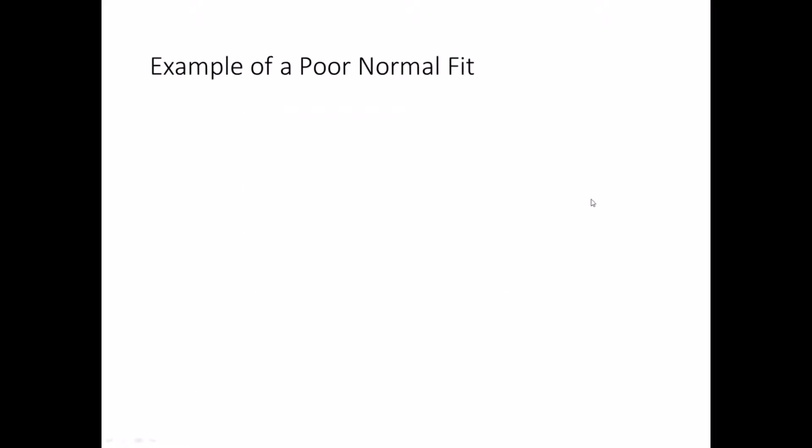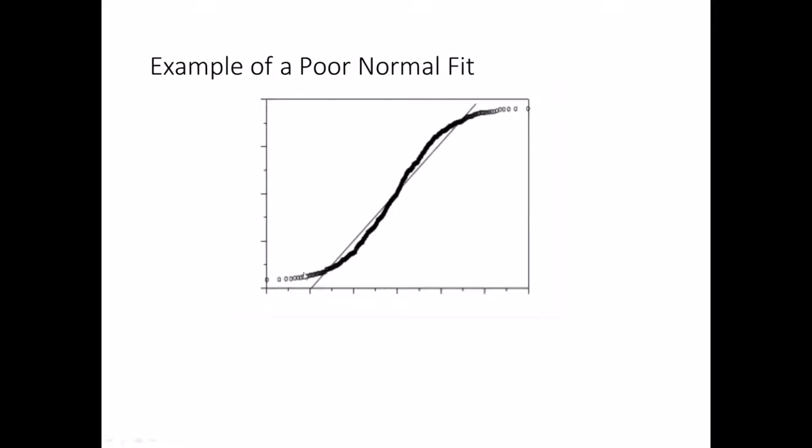An example of a poor normal fit. All right, do you see this thing start to look like a chair? I mean, that's a big bend. When you start seeing behavior like that, that is not a good normal fit. Okay, the more the bends, the more extreme the bends, the worse the normal fit.